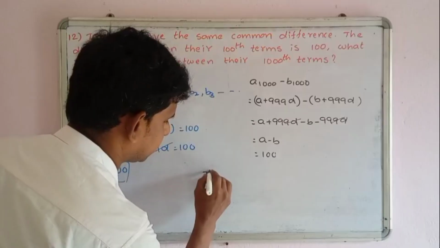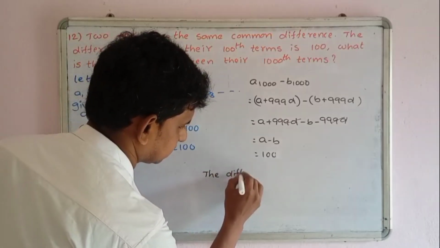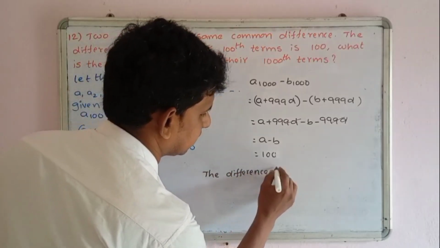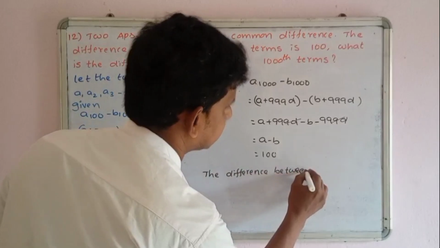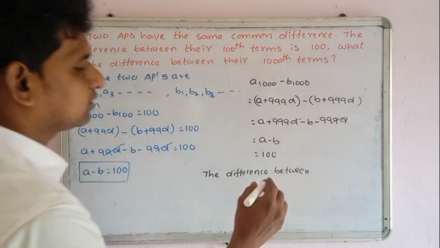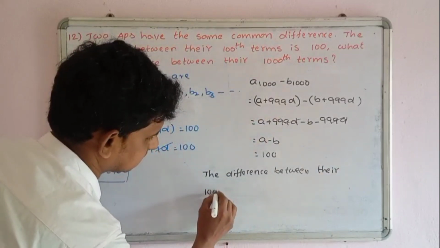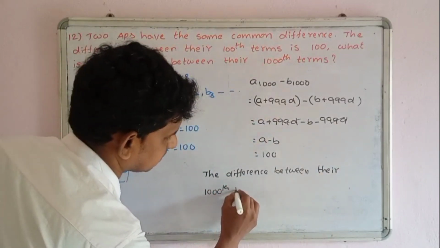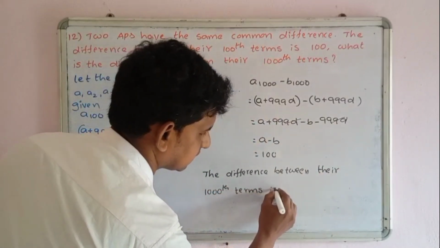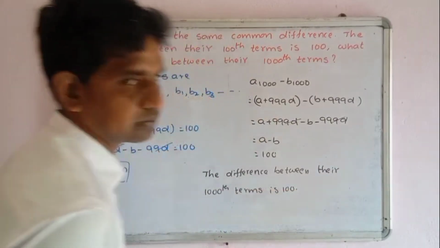Therefore, the difference between their 1000 terms is 100.